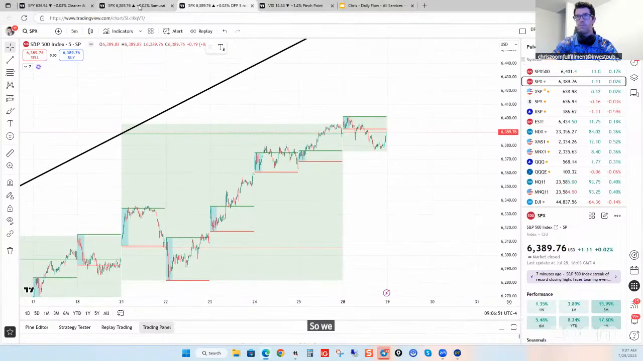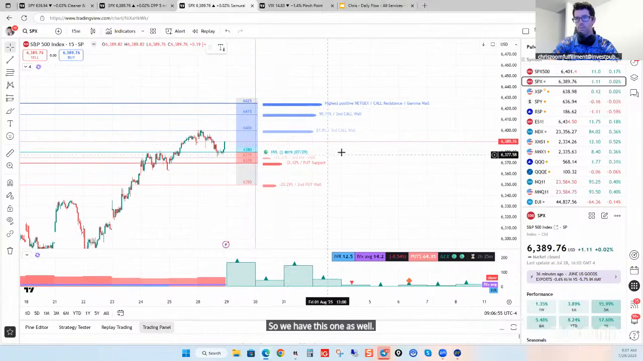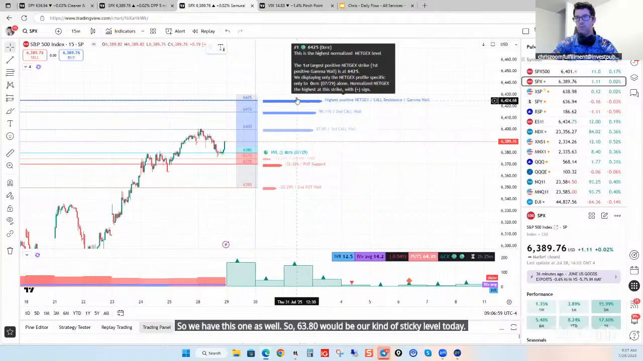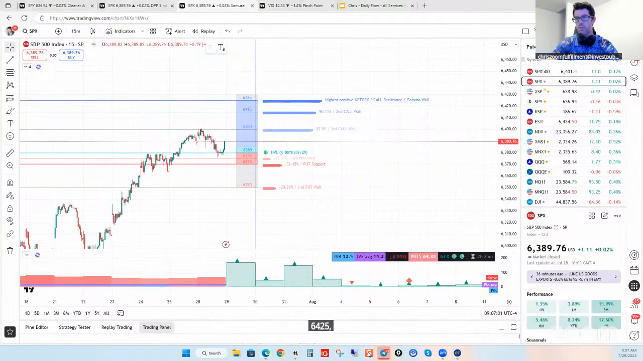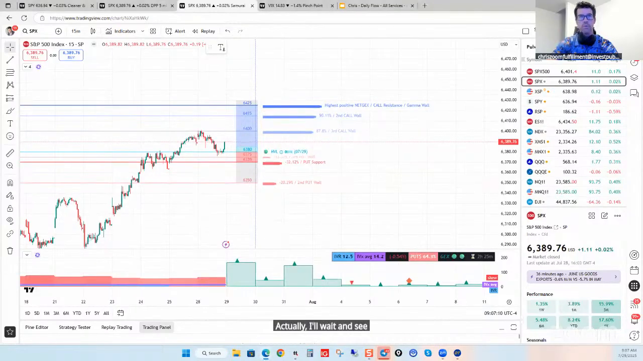So we have this one as well. So 63.80 would be our sticky level today. 64.25. Just going to send a screenshot here. And we'll go to opening bell. Actually, I'll wait and see if this adjusts at opening bell, which is 23 minutes.